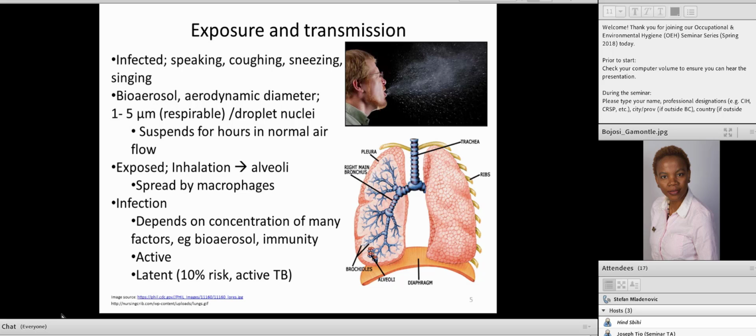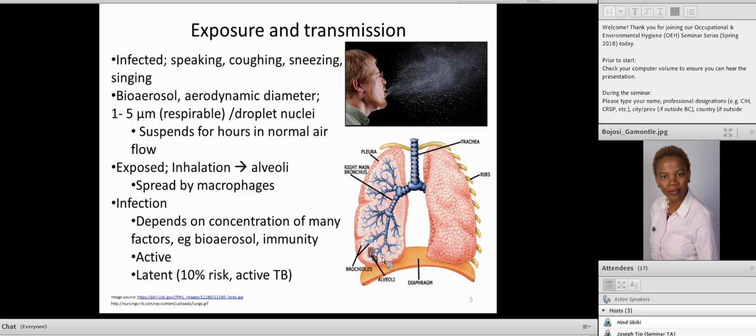So on the side of the person who is exposed, the route of exposure is inhalation. If they inhale the tubercle bacilli, because of its size, remember it's respirable, it goes deep into the alveoli, as you can see. And it's taken by macrophages and begins to cause localized infection, or is taken by macrophages to other parts of the body. The location where it ends up determines the kind of TB that we talk about. Mostly for this presentation, we're talking about pulmonary TB, but there are other kinds of TB: meningeal, bone, and others.